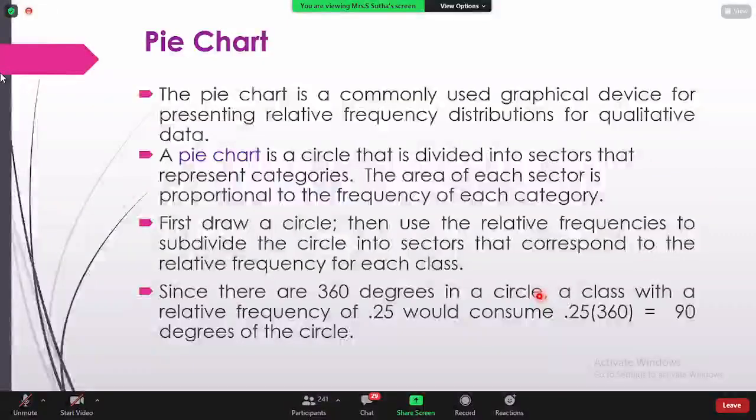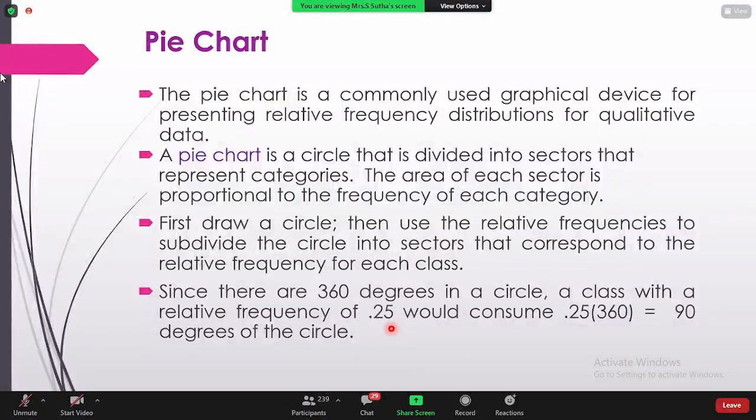So in the circle, the degree is 360. If the relative frequency for a particular class is 0.25, then the area of the pie chart will be found by 360 times 0.25, that is 90 degrees of the circle. Then we can draw the pie chart.